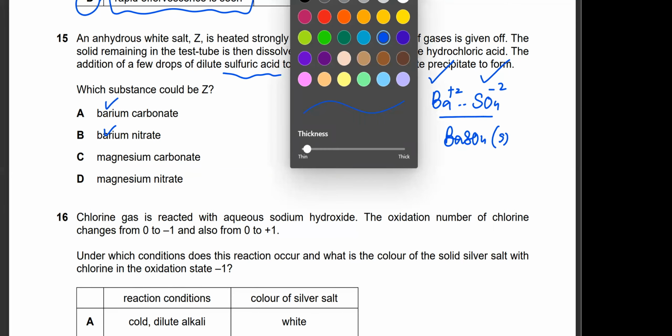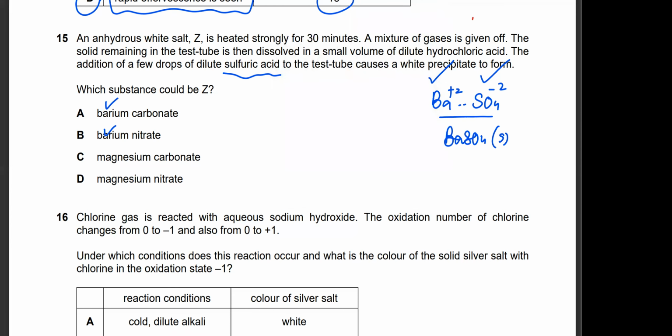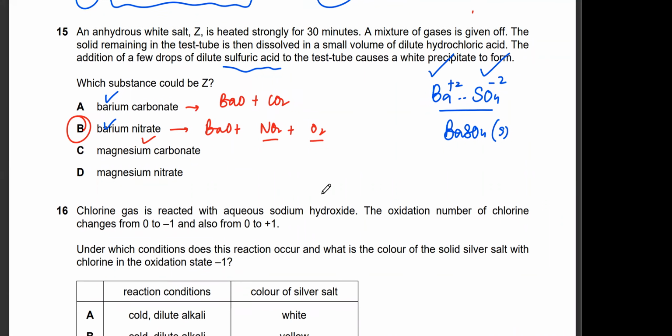Okay, so barium is confirmed. And then it says a mixture of gases is given off. So that's going to be barium nitrate. Barium nitrate, if decomposed, produces barium oxide, also NO2, and also oxygen gas. So a mixture of gases is produced. With barium carbonate, you're not going to get a mixture of gases. The only thing you're going to get is carbon dioxide. So the answer is B in this case.